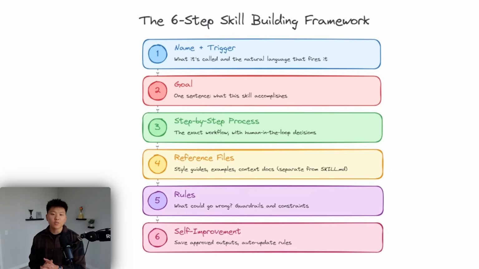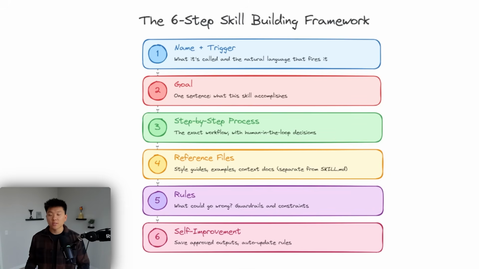All right, so we're about to hop into a live build of a skill from scratch. But what I wanted to do real quick was go over the 6-step skill building framework. So number 1 is the name and the trigger. What is it called? And the natural language that would basically fire it off. Number 2 is the goal. So in one sentence, what will this skill accomplish by the end? What will be the output? Number 3 is the actual meat of it. That's the step-by-step process. If you had to do something manually, exactly what do you do in what order, what do you look at, and what decisions do you make?